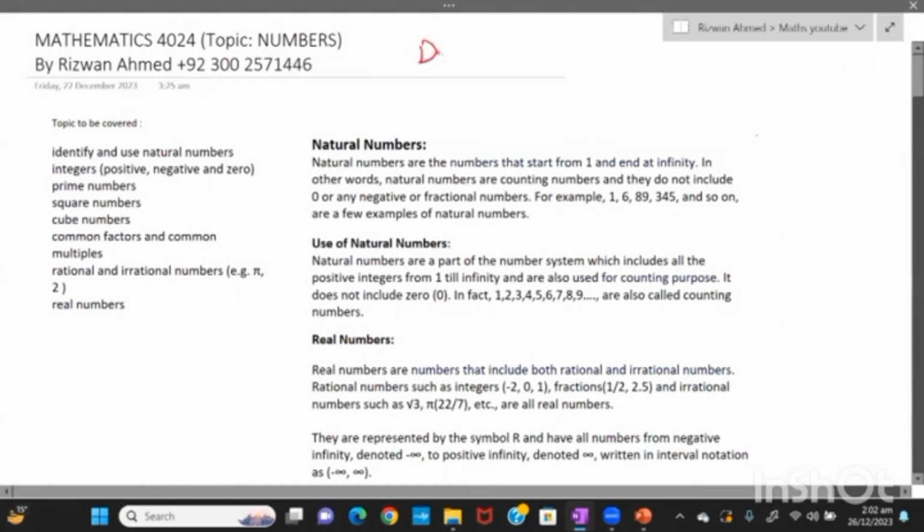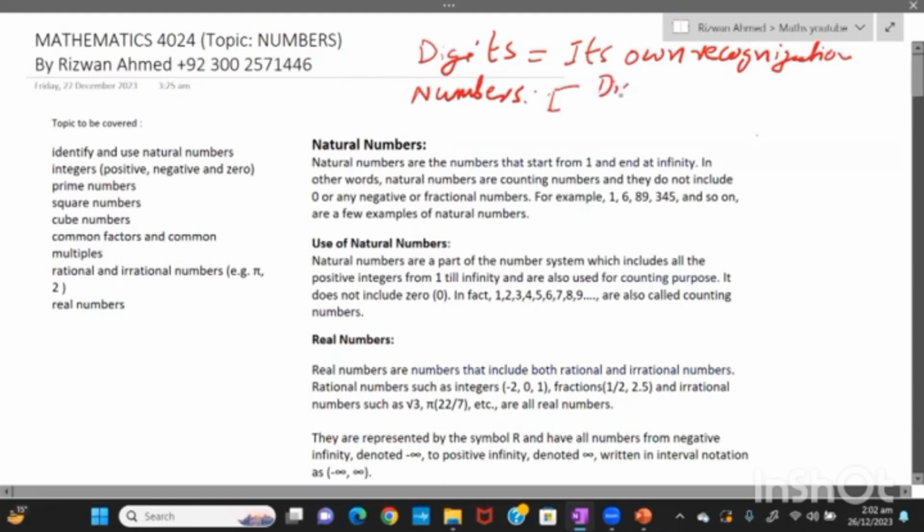This is a very important thing when we talk about digits and numbers. A digit has its own recognition, while a number needs two things: first, a digit, and then its position.